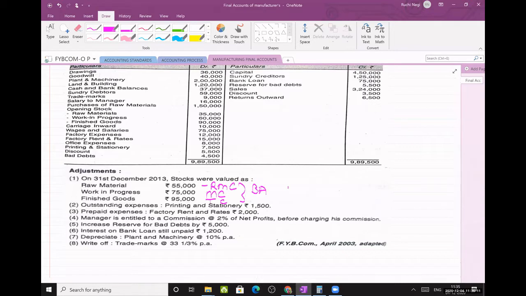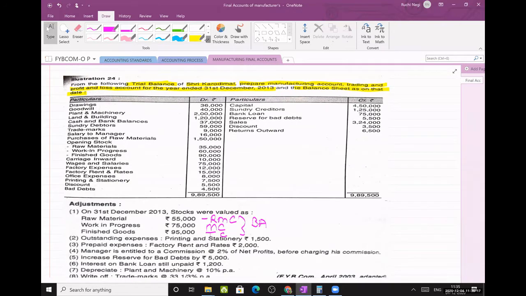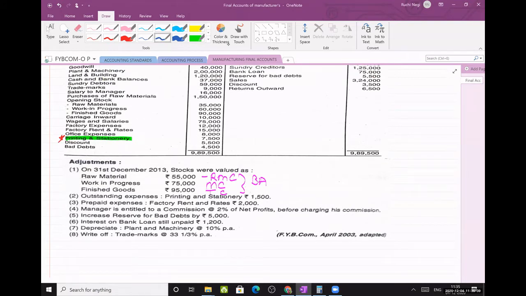Next, outstanding expenses, printing and stationery. Put a tick mark to the expenses, that is printing and stationery. Here, printing and stationery. Put a tick mark to that, and I'm putting it in green so that it is highlighted to you. That's the adjustment. And how many effects does an adjustment have? Obviously 2 effects. You will add it to printing and stationery, and the second effect you will take to balance sheet liability side.